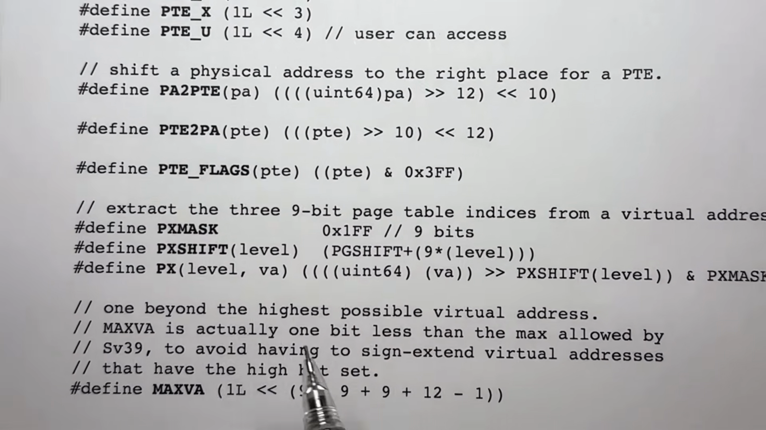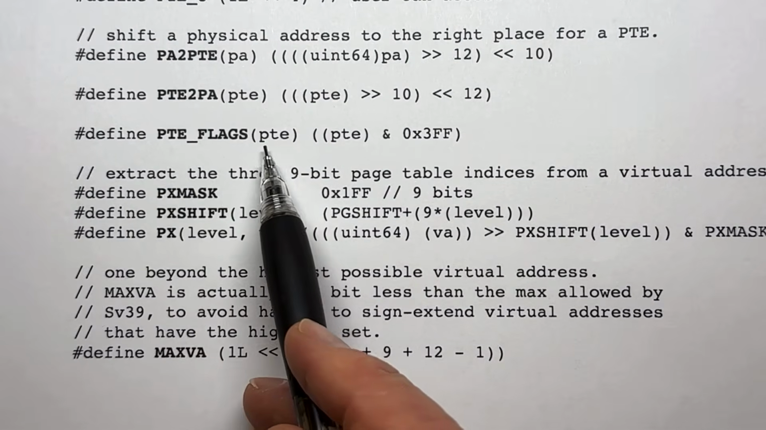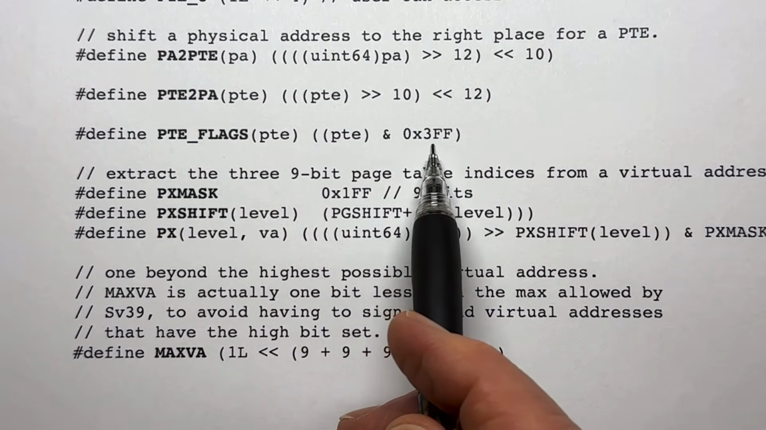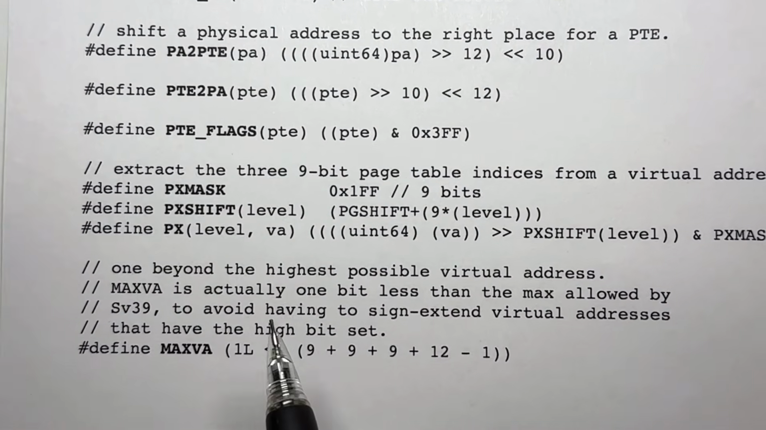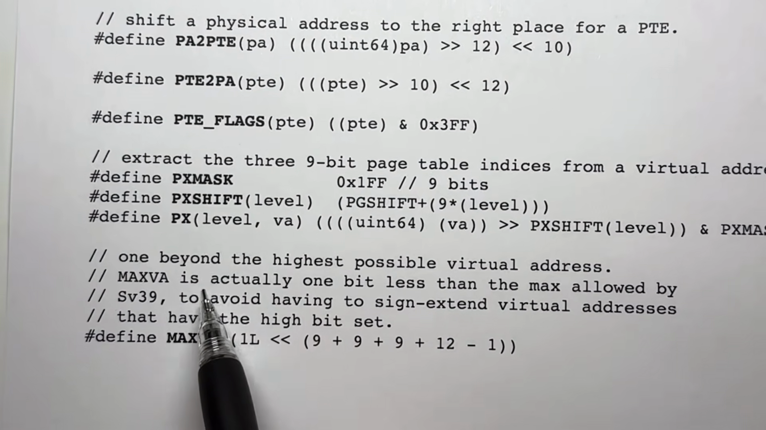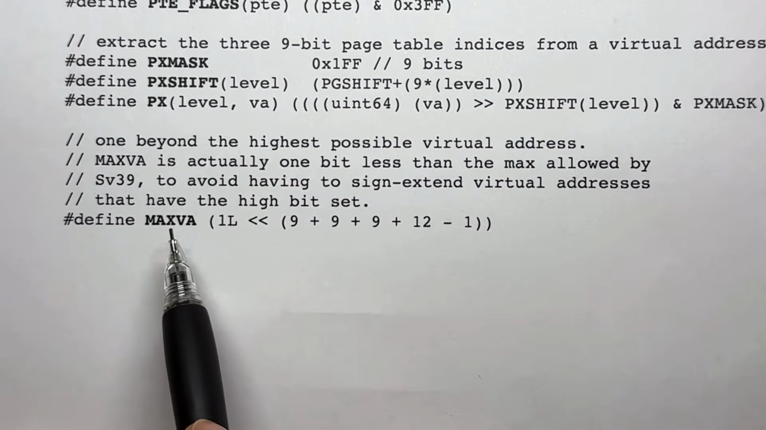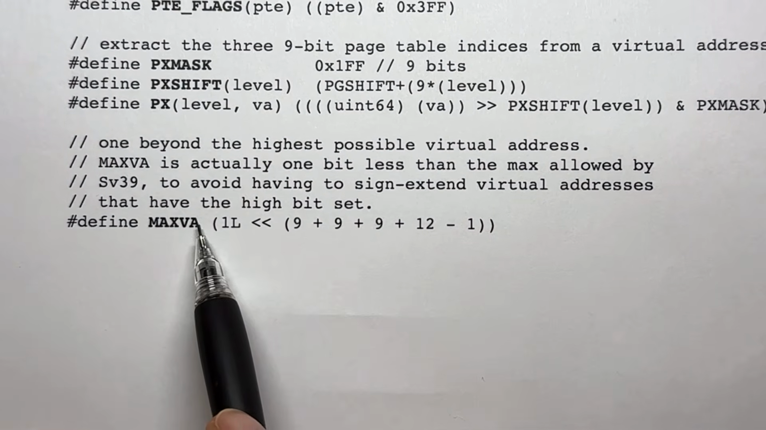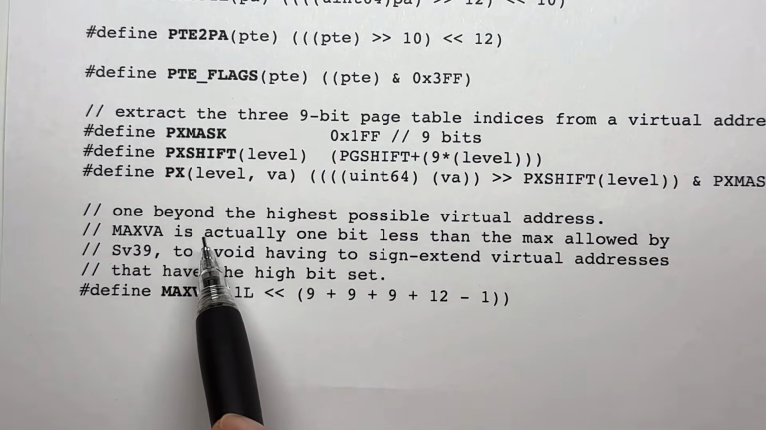PTE flags extracts the 5 bits that are the protection flags and some other flag bits, which in xv6 will always be zeros. Recall that each virtual address contains a page number which can be decomposed into 3 fields of 9 bits each. These functions are used to deal with those fields.